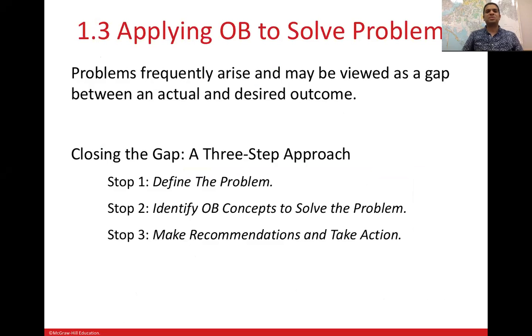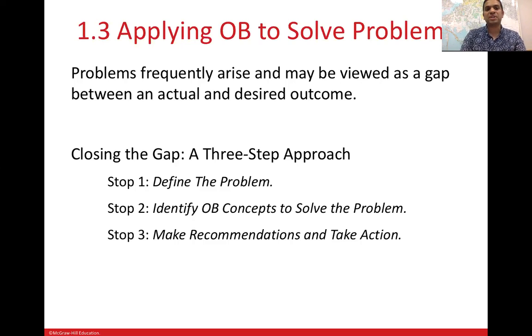Okay, so our third learning outcome looks at how we can solve problems using OB. Problems frequently arise when there is a difference between our actual and desired outcome. Our desired outcome is to keep employees in an organization, right? We don't want a high turnover. Turnover means that they are changing frequently.